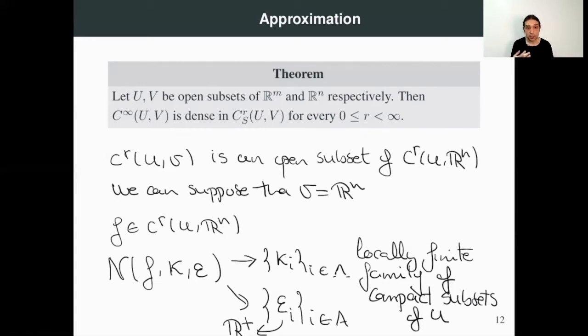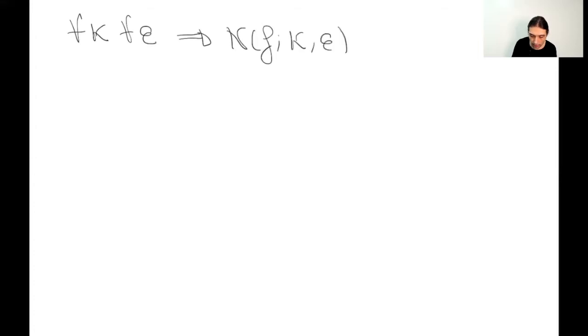And what we want to show actually is that no matter what is our choice of K and epsilon, so for every K and for every epsilon, this subbasic neighborhood has non-empty intersection with the set of C-infinity maps from U to Rn. Okay, that's the goal.